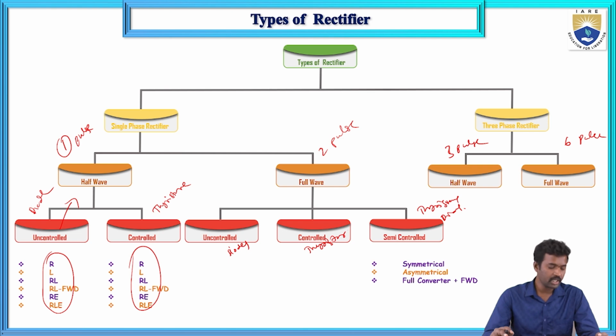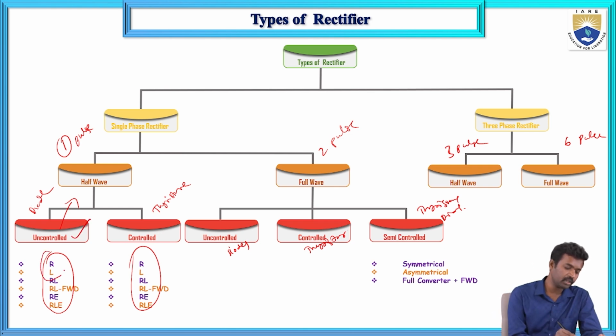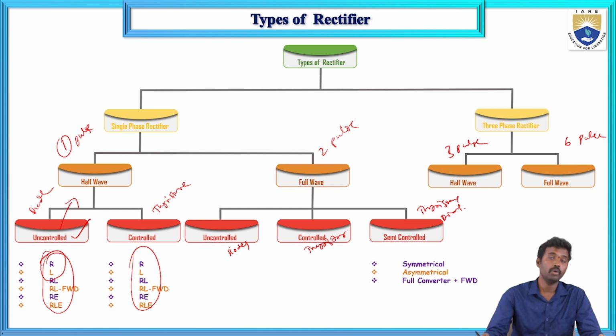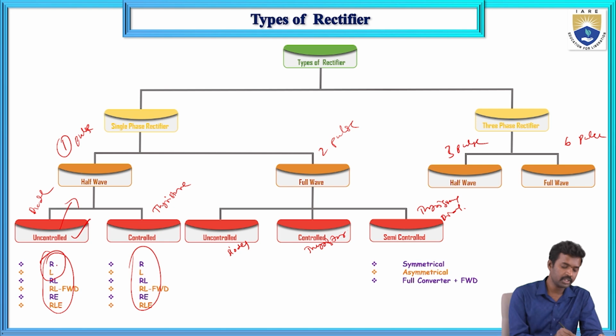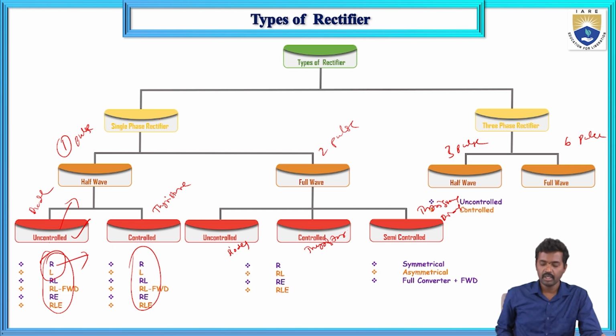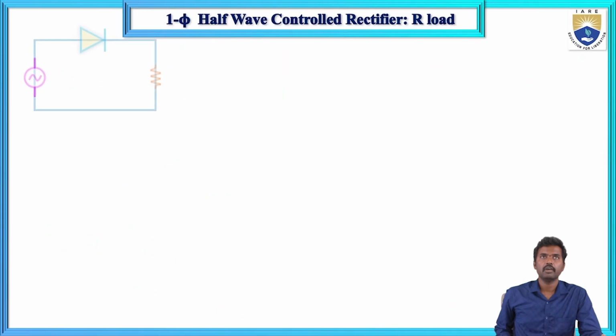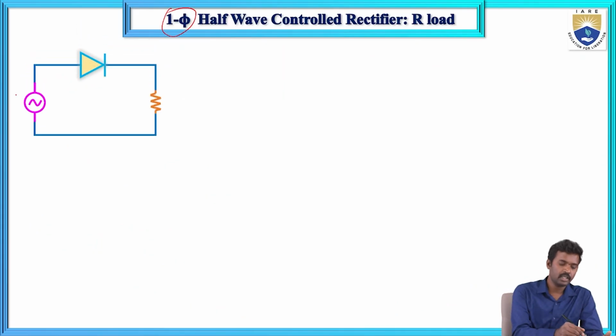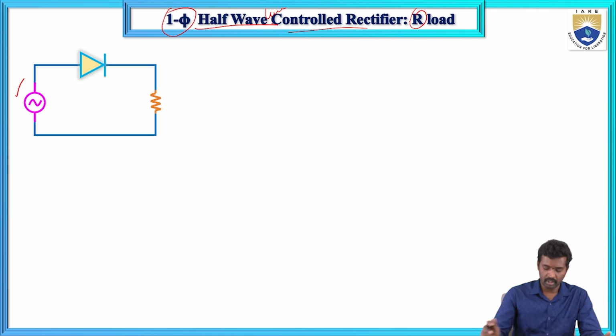In this, first I will explain the uncontrolled rectifier with R load, then RL load and RL with freewheeling diode, then RE and RLE type of load. So first I will explain the single phase half wave uncontrolled rectifier with R load and RL load. First here I will explain the single phase half wave uncontrolled rectifier with R load.